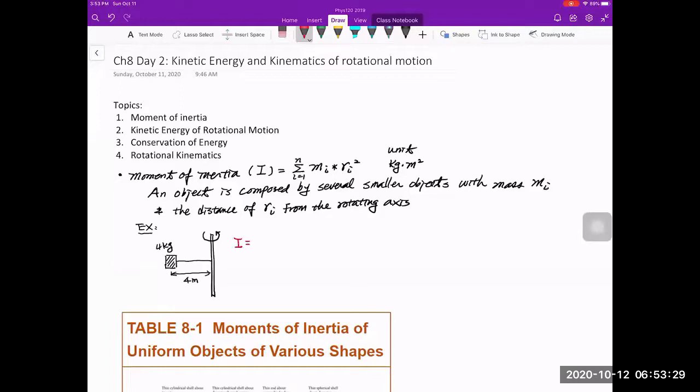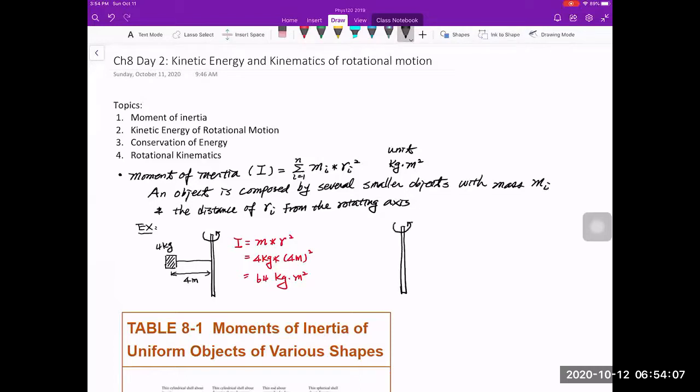Well, I only have one piece of the element, so I don't need to do any summation. It will simply be the mass times r squared, where the mass is 4 kilograms and r is 4 meters. You put in the square, and that will give you the moment of inertia in this case, which will be 64 kg meter squared.